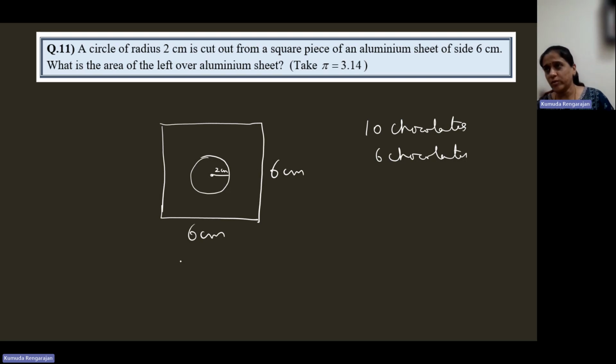So area of square minus area of circle, because you're removing the circle, like you're eating chocolates. What's the full thing? The square. Like 10 chocolates, there is one square. You're taking away a circle. So area of square minus area of circle is equal to the area of the remaining sheet. How do you find the area of the square? Side into side. Circle, pi r square. Subtract, and you'll get the area of the remaining sheet.